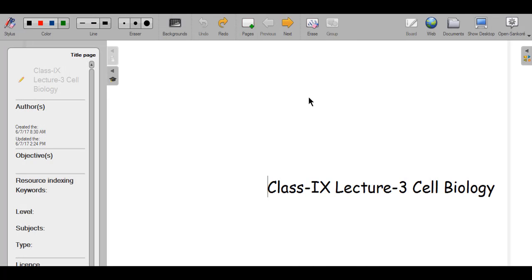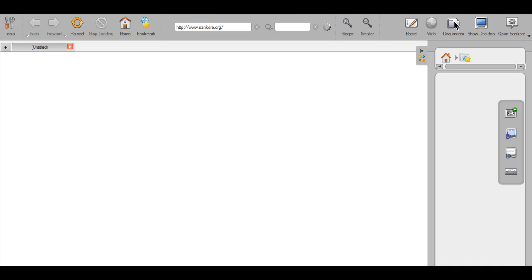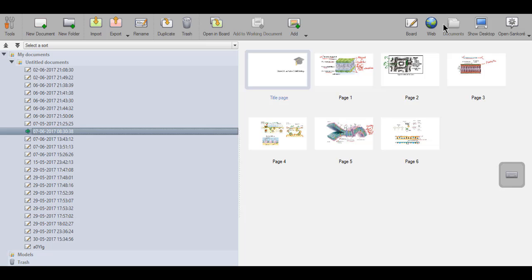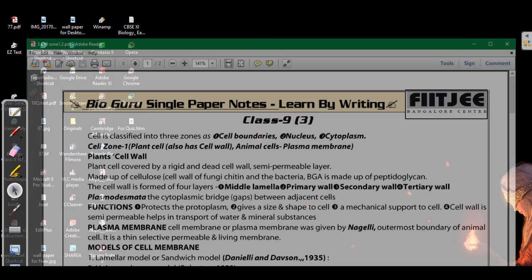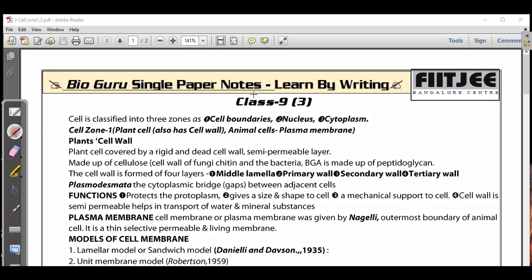Hello Shishas, welcome to my lecture 3 on cell biology for ninth class. As we are looking at various properties of cells, we're going to continue with one of the important topics in understanding the cells, which is understanding various regions of cells. Instead of calling them regions, I prefer calling them zones. Different zones of cells are classified into three major groups: cell boundaries, the nucleus, and the cytoplasm. Today, in this lecture, we're going to cover the cell boundaries and the nucleus.